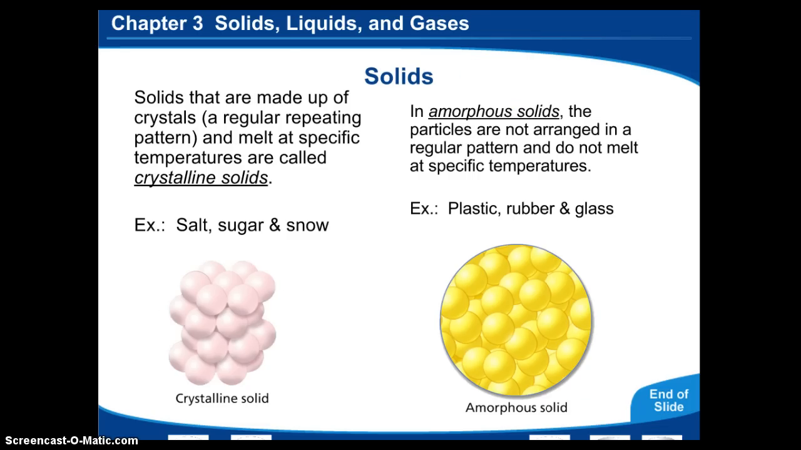Solids come in two different forms. There are crystalline solids, like salt, sugar, and snow, which are in a crystalline pattern, and amorphous solids, which have a random pattern and do not melt at specific temperatures, whereas crystalline solids have a specific melting point.